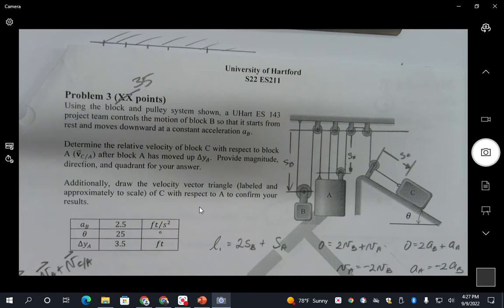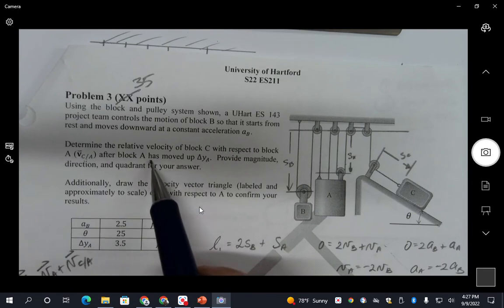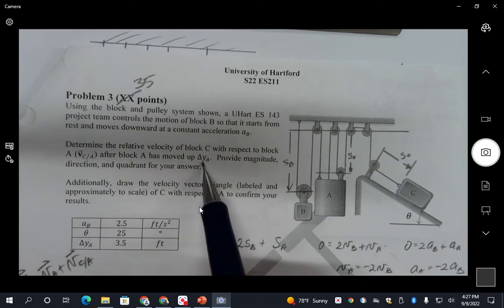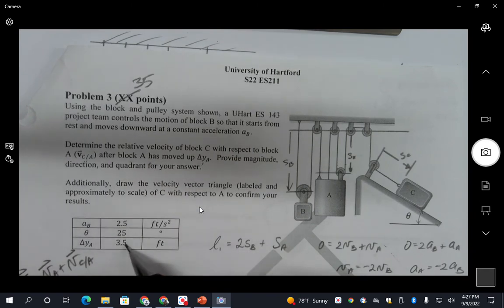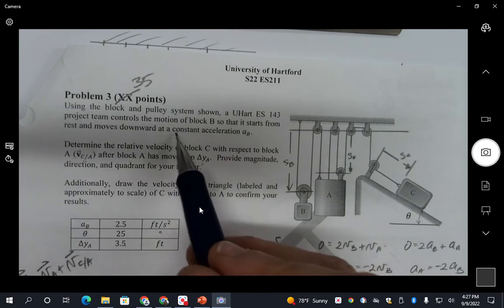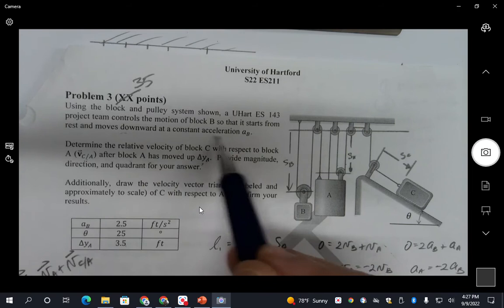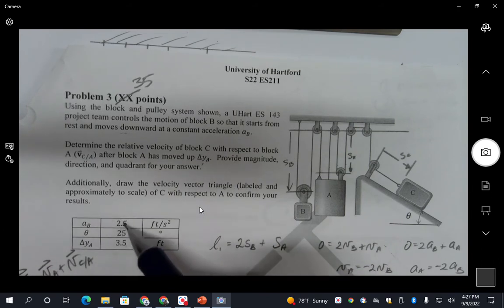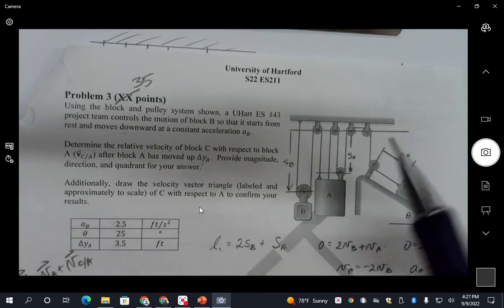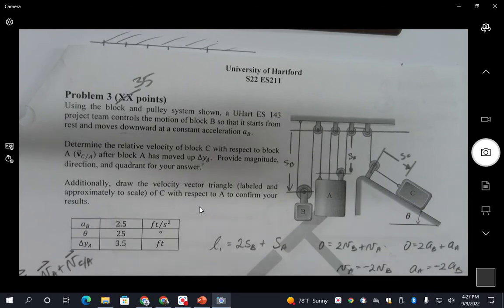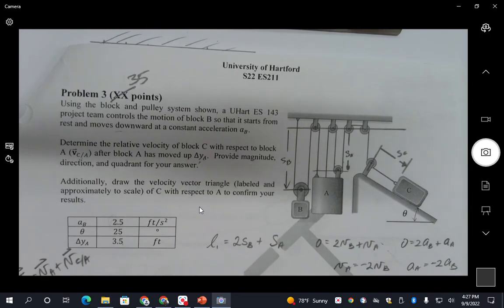Is AB negative? Say one second. When block A has moved up, so this is up. No, but it says it moves downward at the constant acceleration AB, which means it should be negative 2.5. Yeah, I guess you could say that, but it says downward right here. This doesn't have a hat on it, so it's just a magnitude. You could think of it that way if you want to. Maybe I should have put a negative.